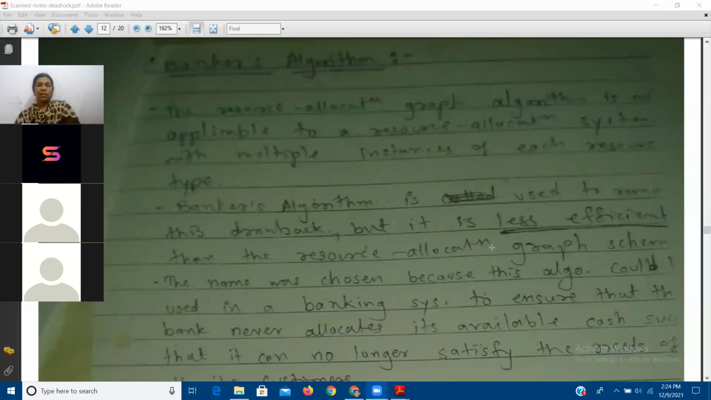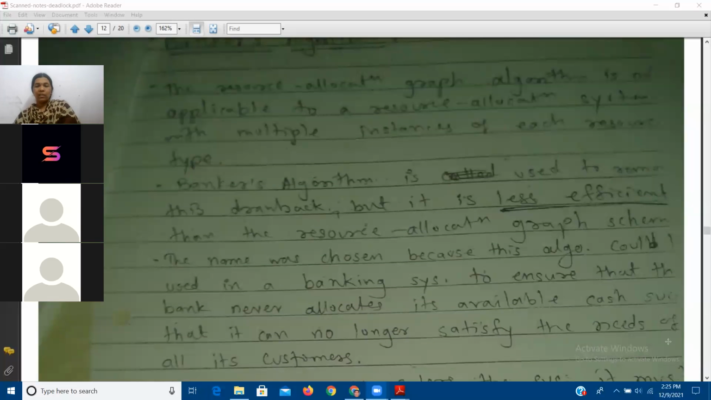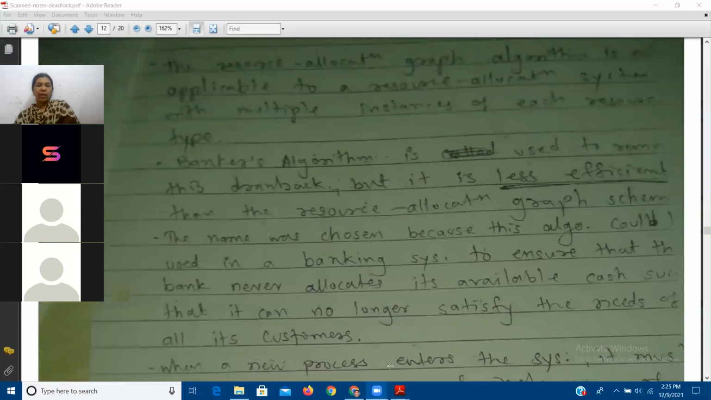could be used in a banking system to ensure that the bank never allocates its available cash in such a way that it can no longer satisfy the needs of all its customers. So normally you all are familiar with banks. बँक असं कधी करत नाही की जेवढा अवेलेबल मनी आहे बँक मध्ये तो सगळाच देऊन टाकत नाही.